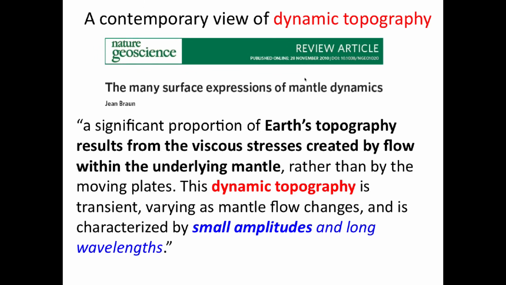Okay, well, that's one view of dynamic topography. Here's another. This is another review paper. There it is, written right there. Jean Braun is a very good geodynamicist, Belgian living in France. And I quote from a part of it, I think the abstract: A significant portion of the Earth's topography results from the viscous stresses created by flow within the underlying mantle, rather than by the moving plates. This dynamic topography, that's how he's defining it, is transient, varying as mantle flow changes, and is characterized by small amplitudes and long wavelengths. And small here, small amplitudes, we're talking hundreds of meters, not lots of hundreds of meters, a few hundred meters. This is quite different from kilometers that some of the others have said.